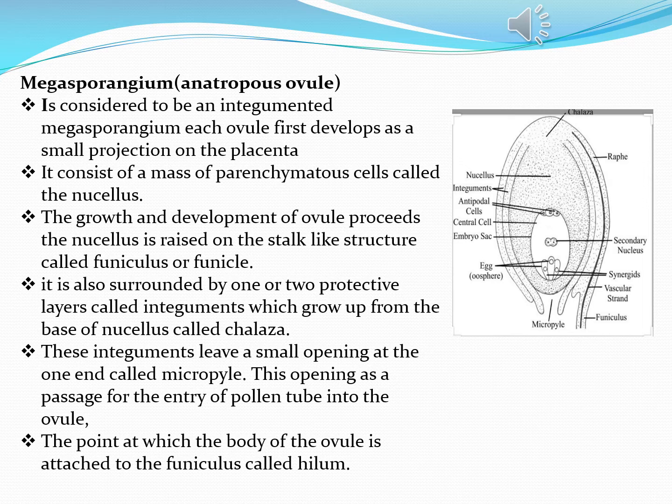These integuments do not cover the ovule entirely. Somewhere they have a small gap or opening, and that opening you are calling the micropyle. Now what is the use of this micropyle? It makes a passage for entry of the pollen tube into the ovule. The point at which the ovule is attached to the funicle, that part we are calling the hilum.